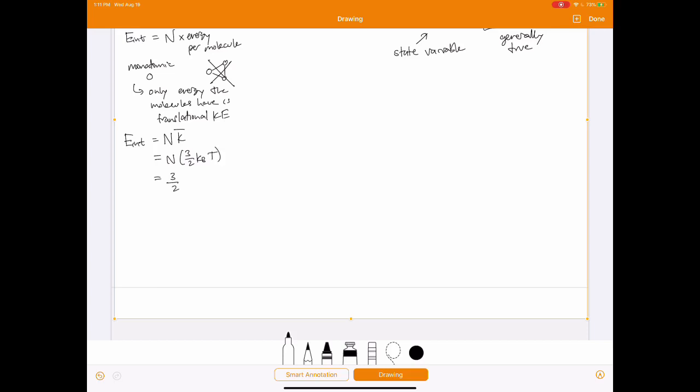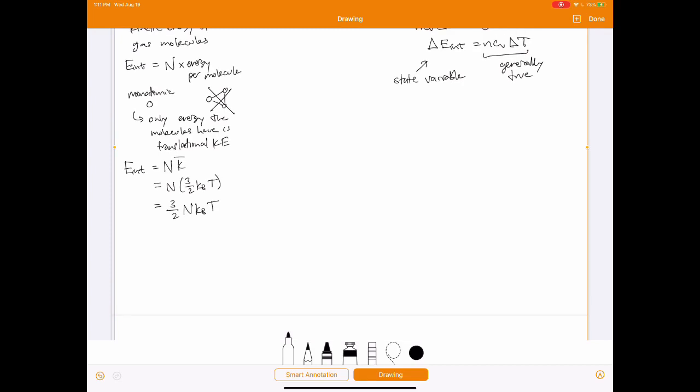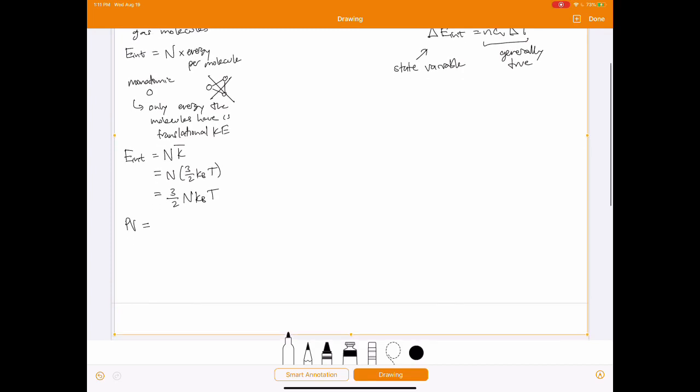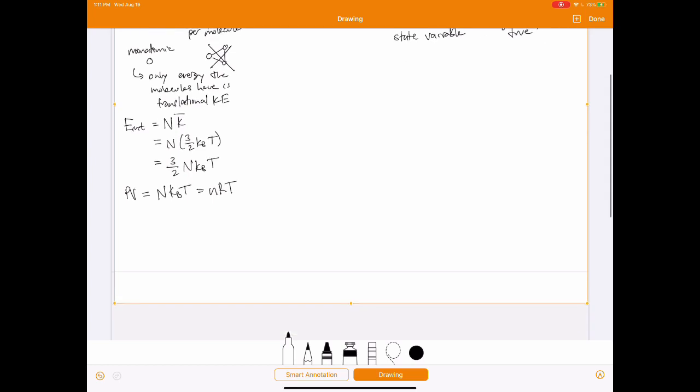So 3/2 NkT. Remember from the ideal gas law, this is just a side note, that PV equals NkT, or I can write it as little n RT. So for our purposes, I want to write this as internal energy equals 3/2 little n times RT, because again, that's the same as big N times kT. Okay, so what can we do with that?